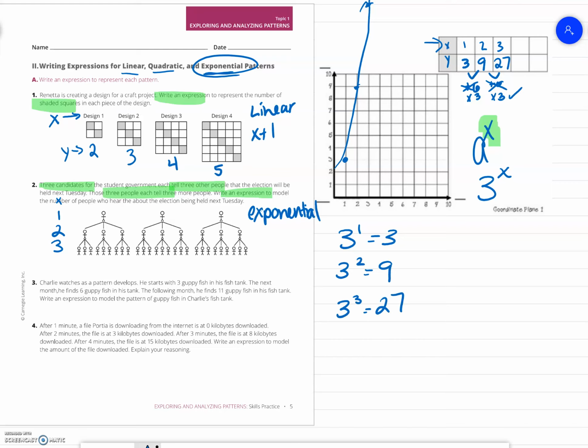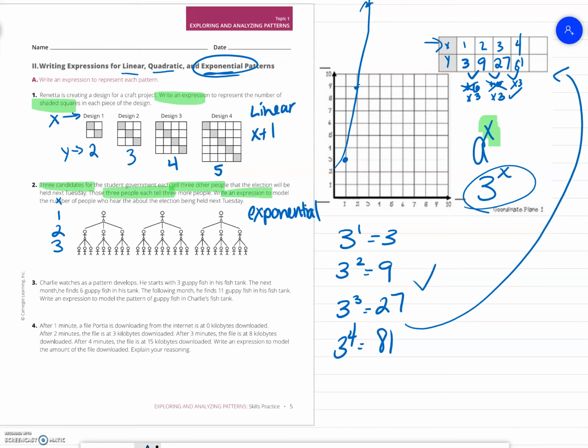And so we could continue on this pattern. If we had a fourth round, 3 to the power of 4 would be 81. So by the fourth round of people telling everyone, 81 people would know about it. So word would get around really fast. That's the point of the exponential. So this worked. Those line up with our table. So our expression would be 3 to the power of x.